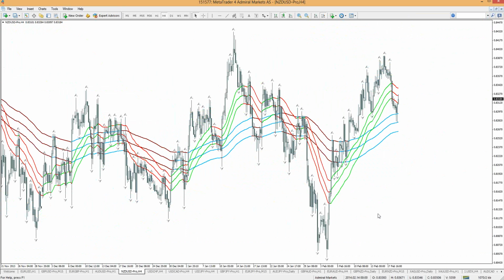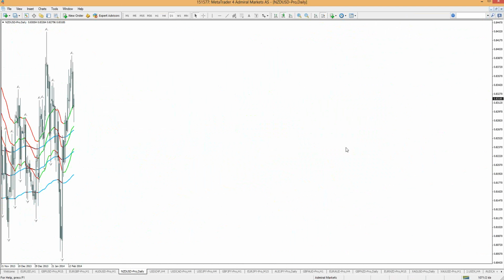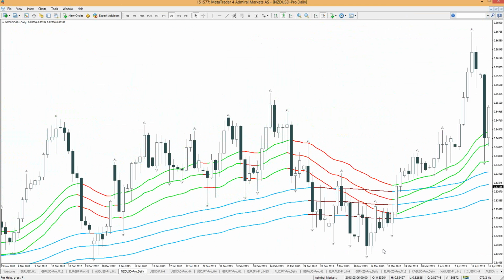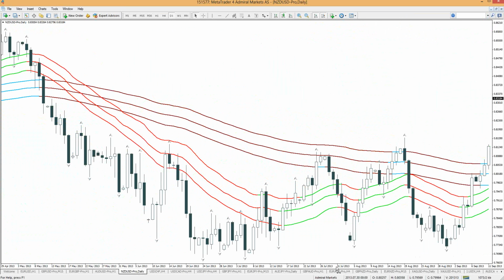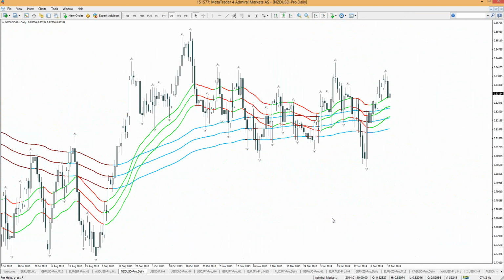Basically, if you look at the daily especially, you see that choppiness. Let me zoom in a bit more. Wait now, 1 second. There it is. Very choppy as we can see.